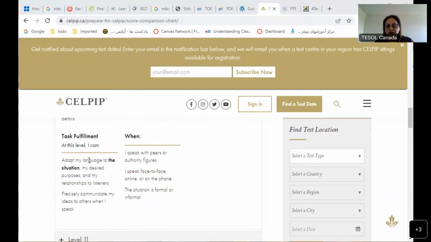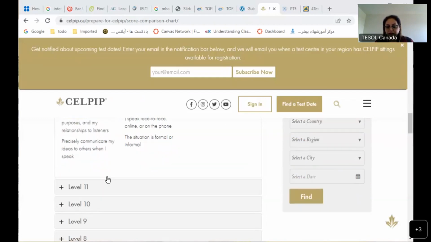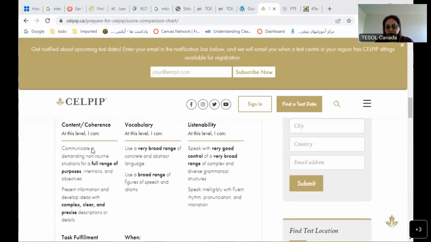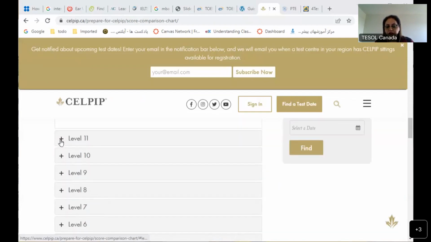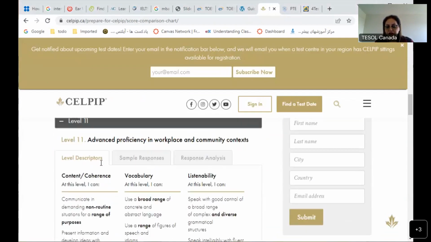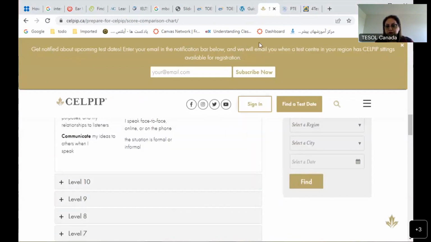For task fulfillment, for 12, it says, I can adapt my language to the situation, my desired purpose, and my relationships to listening. That is for level 12. So you can just click on it and find the description. What is the description for 11 or 12 or 9 to 10? Good, so that is self-preparation.